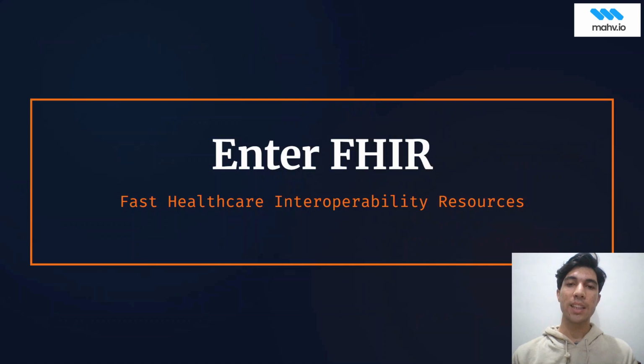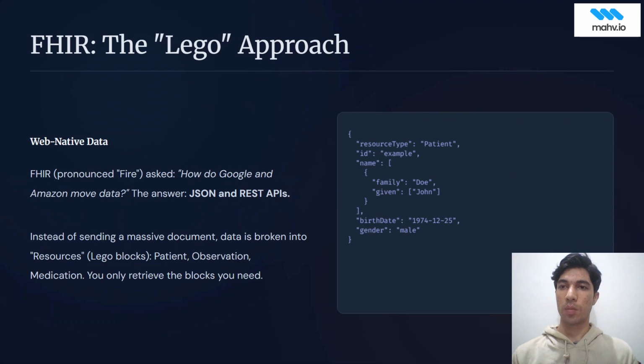So to balance this trade-off between flexibility and format, another model was created which is called FHIR, or Fast Healthcare Interoperability Resources standard. Sorry. So it's like the Lego approach, where you think of resources like patients, observations, and medication, and you can only retrieve the blocks you need. So it solved the problem of these large blocks of data which was used in HL7 version 3.